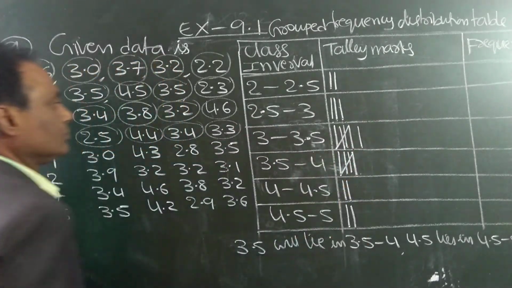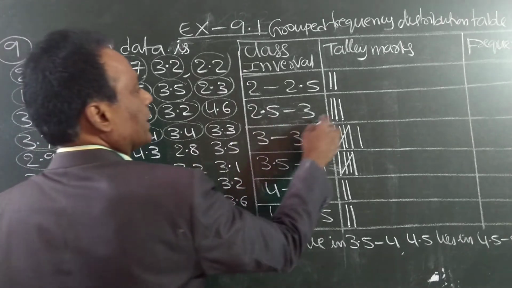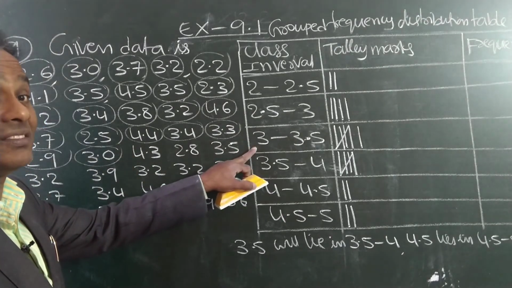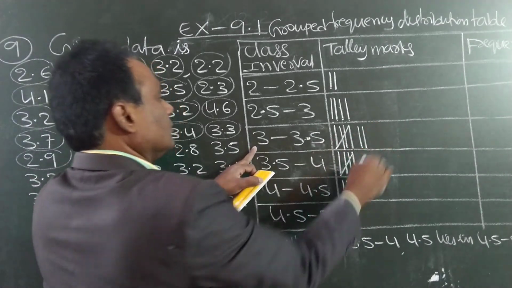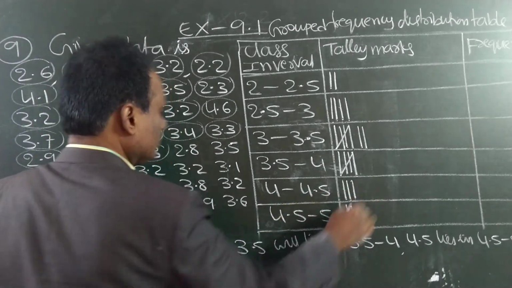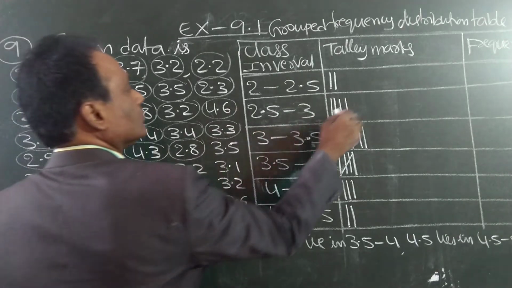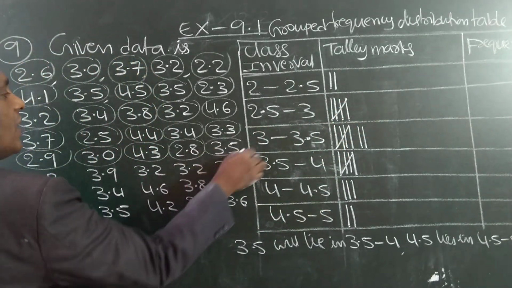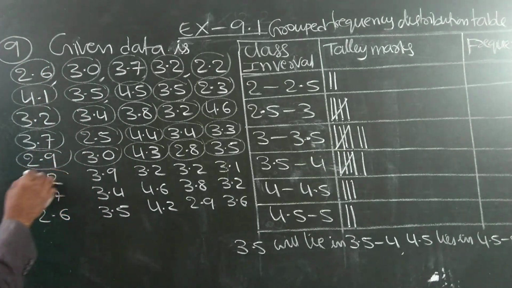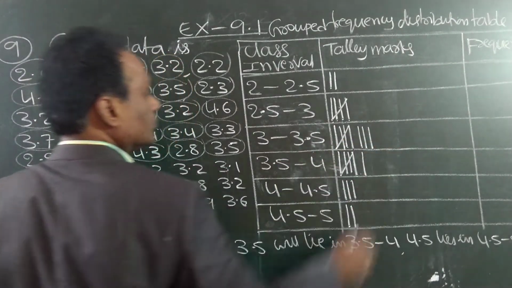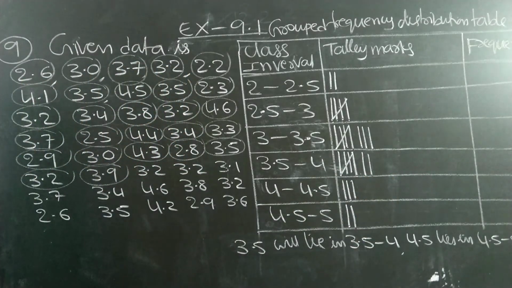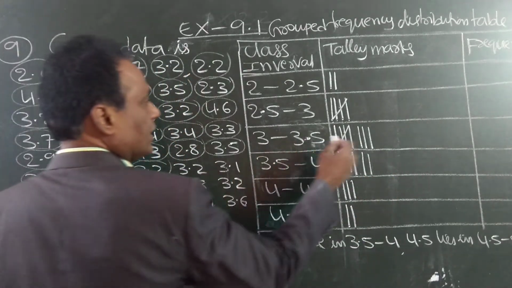3.3, again start separately. 2.9 here. 3 here. 4.3. 2.8. 3.5 is here. 3.2 here. 3.9 here. 3.2 is here.